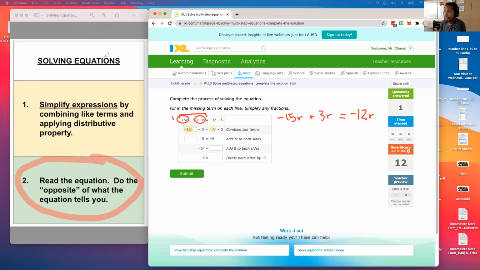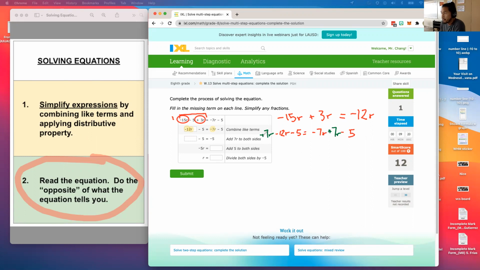And I'm going to apply that to line number 2. So negative 12r minus 5 equals negative 7r minus 5. So I see this minus 7r here. I'm going to write this, negative 12r minus 5 equals negative 7r minus 5. And I'm going to do the opposite of subtracting 7r. I'm going to add 7r, and I have to do it to both sides of the equation.